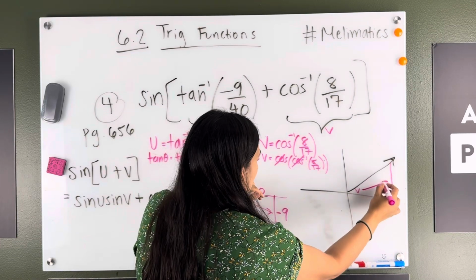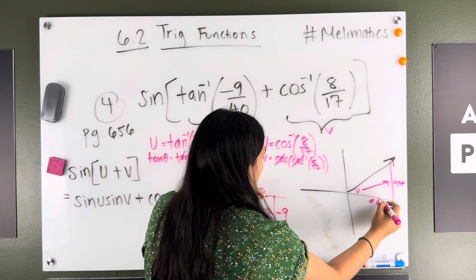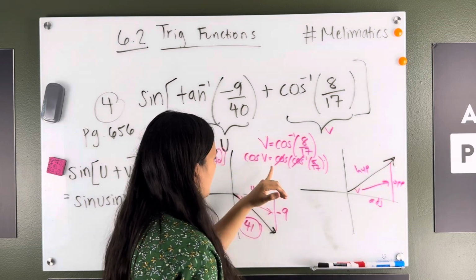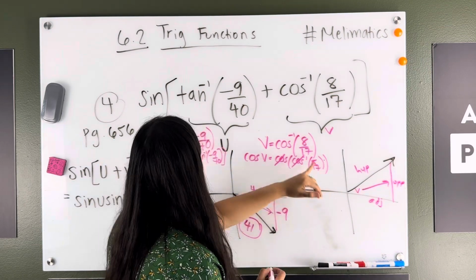And so we know that this is going to be the opposite. This is adjacent. This is hypotenuse. And so it's going to be 8 over 17. So, SOHCAHTOA.